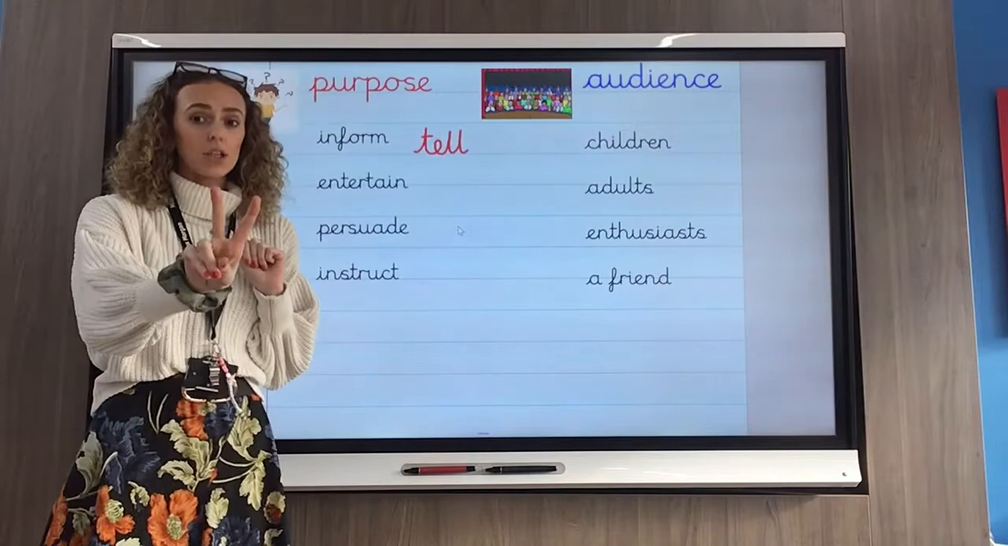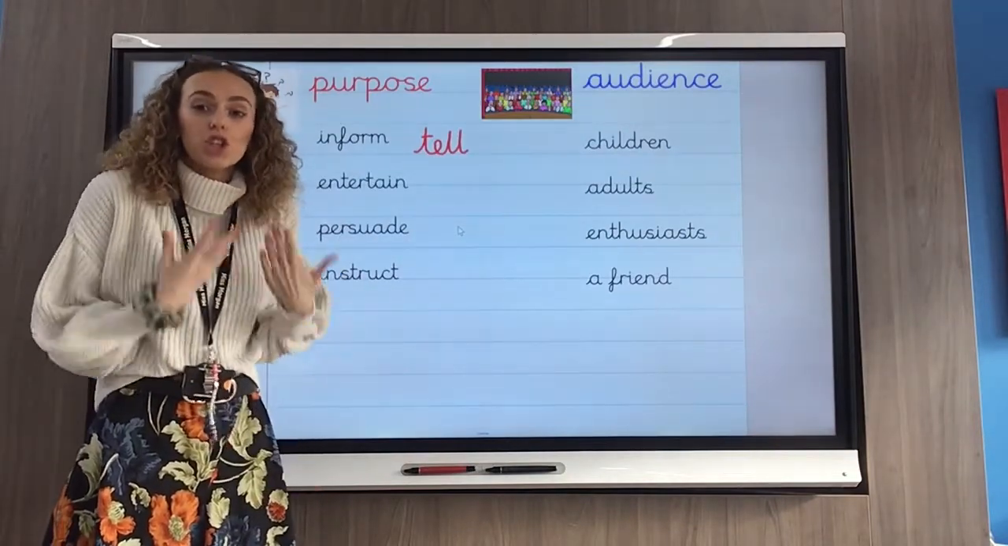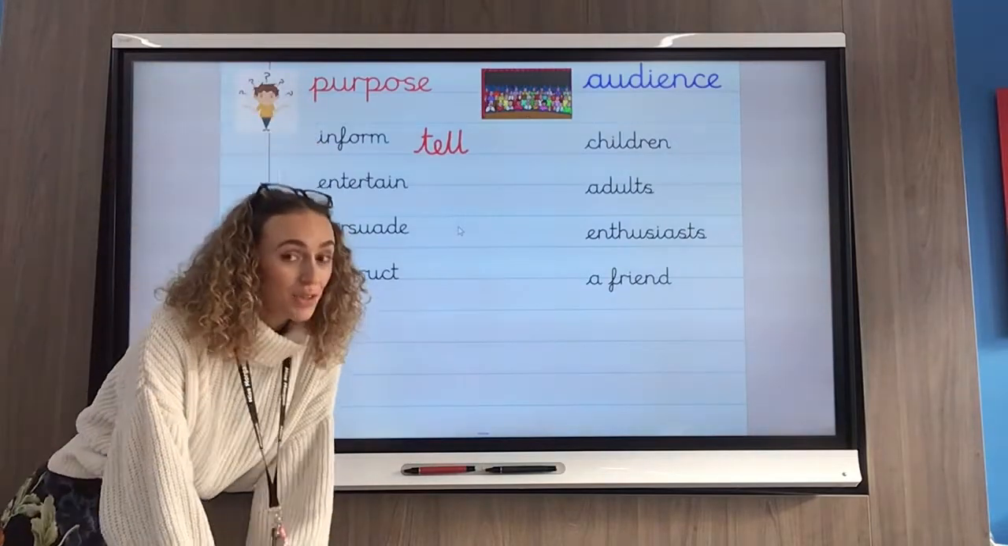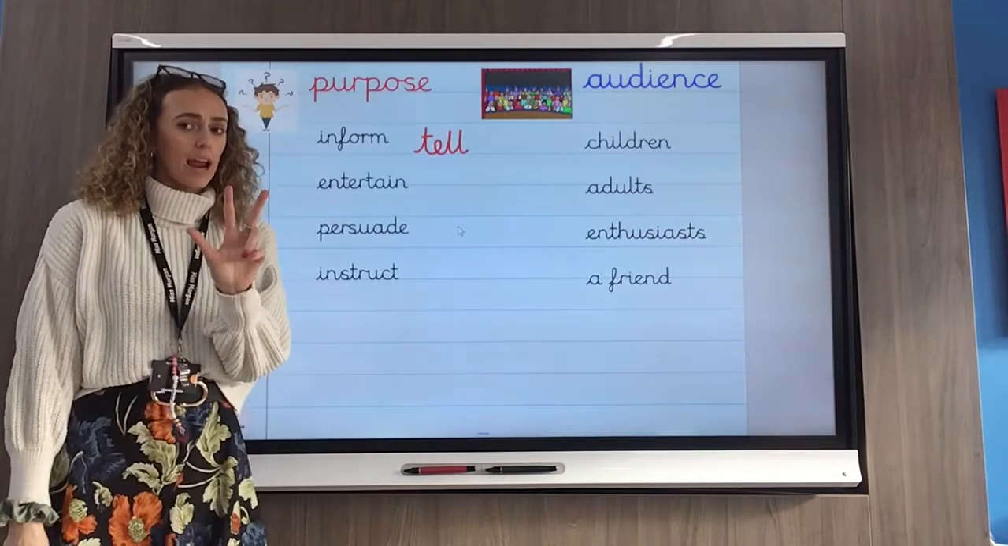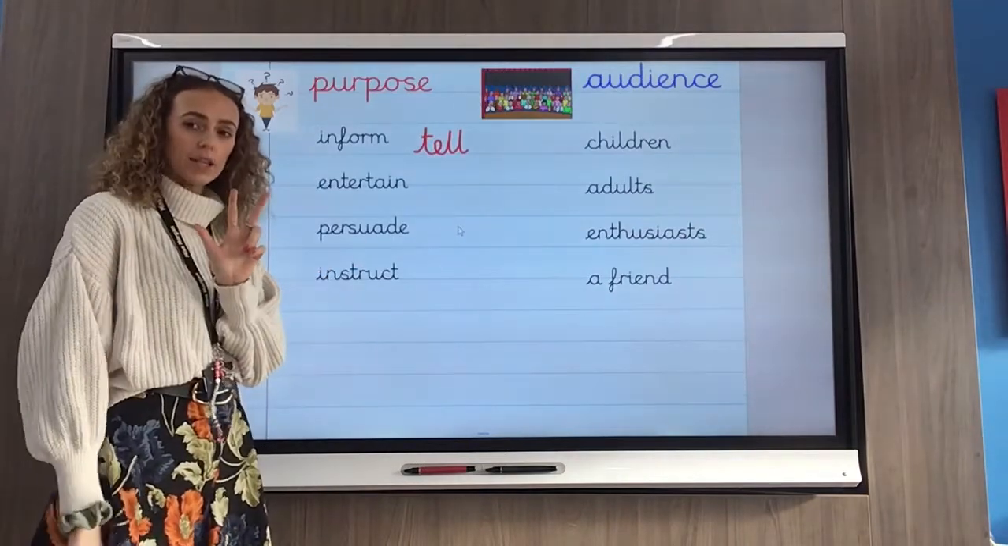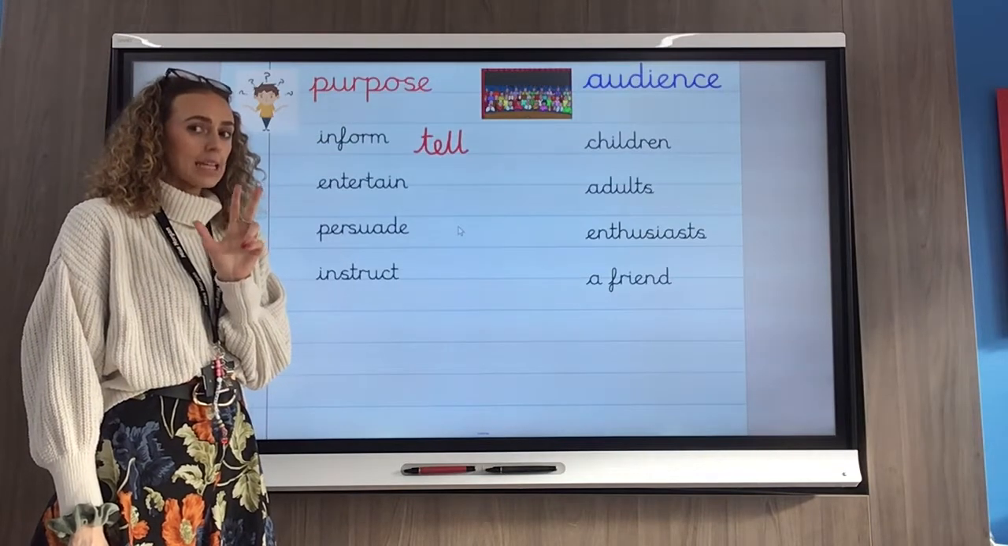Okay, my second one is to entertain. You want the reader to enjoy what they are reading. That is usually through stories. Okay. Number 3 is to persuade. I wonder who's heard this word before. What does to persuade mean?